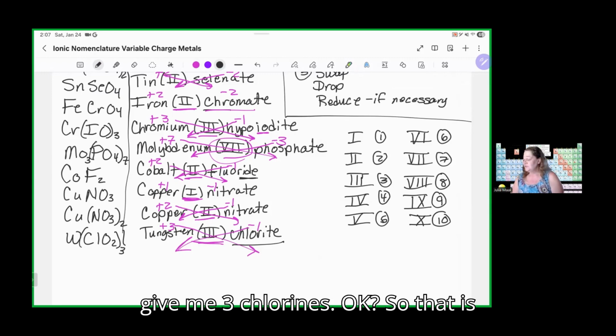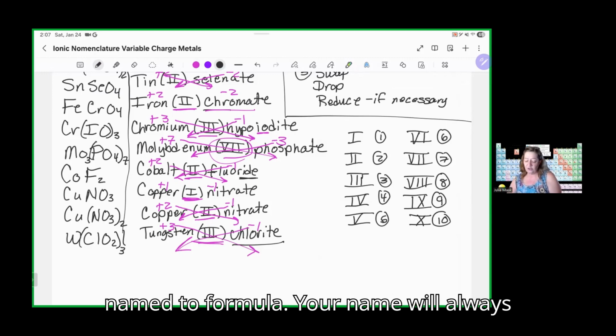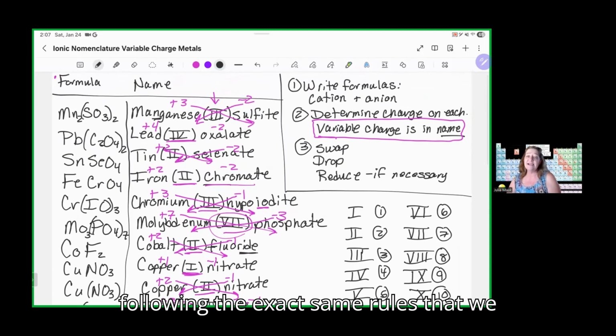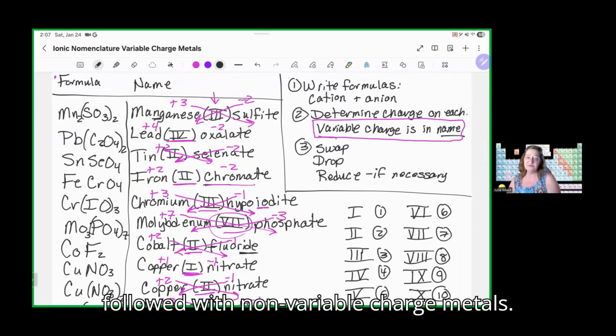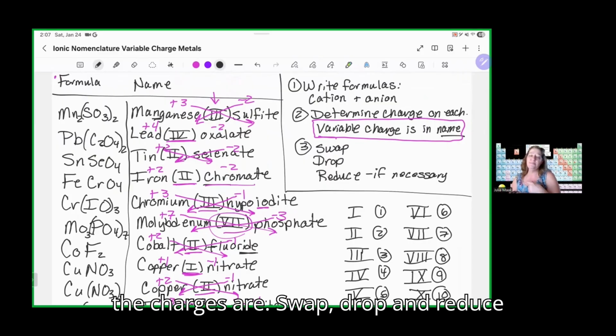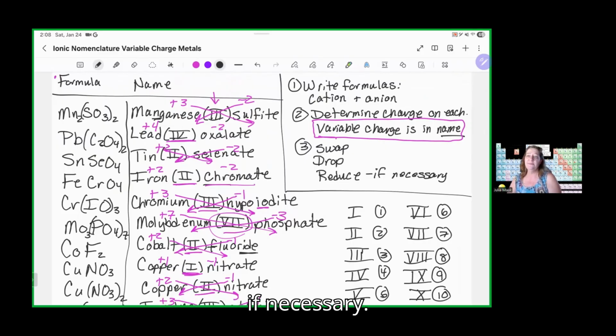Okay, so that is name to formula. Your name will always tell you what your charge is. You're following the exact same rules that we followed with non-variable charge metals. Okay, write your formulas, determine what the charges are, swap, drop, and reduce if necessary.